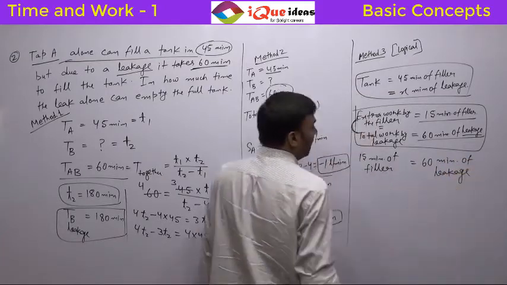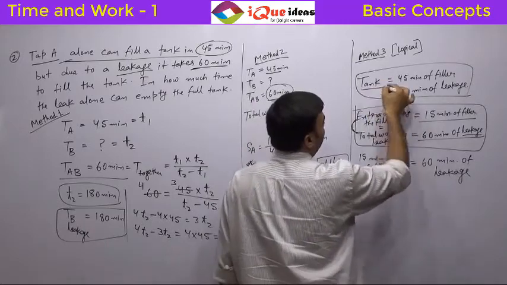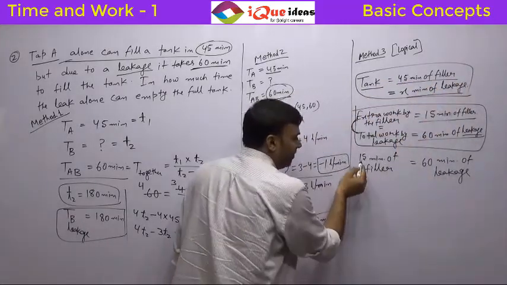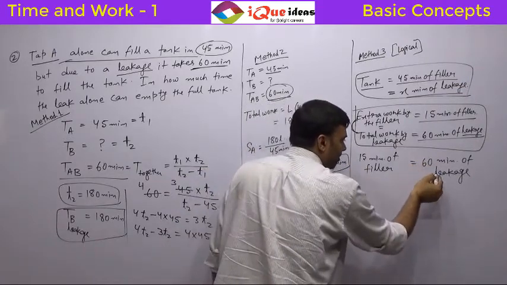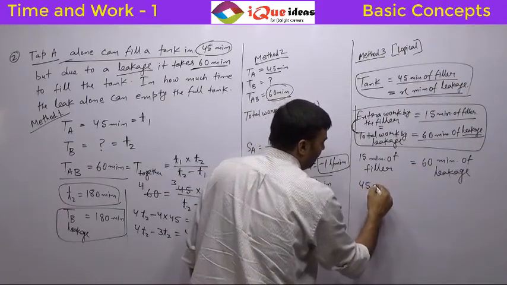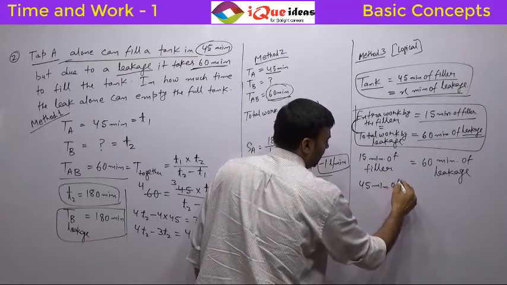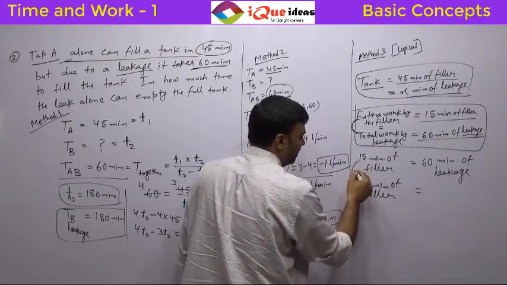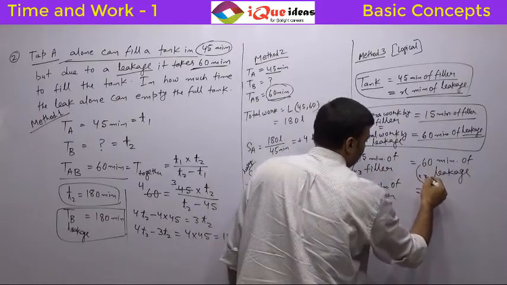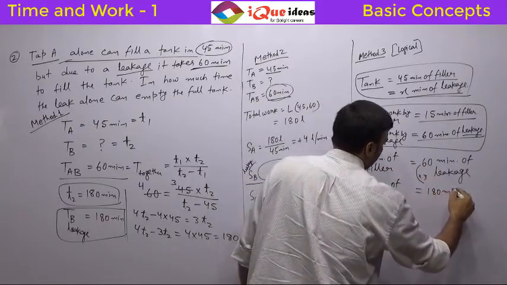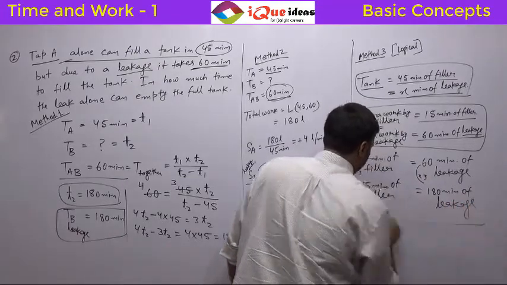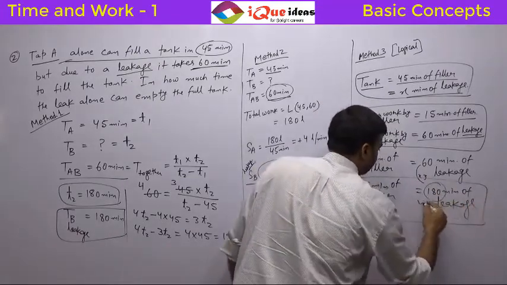Right? But we need to find the equivalence to tank for the leakage. Now equivalence to tank is 45 minutes of filler. So if 15 minutes of filler is equal to 60 minutes of leakage, that means for 45 minutes of filler, you can directly calculate from here. Now 15, how many times is 45? 3 times. So 60 times 3 will be 180 minutes of leakage. Right? But yeah, the most important part, so the answer is 180 minutes.